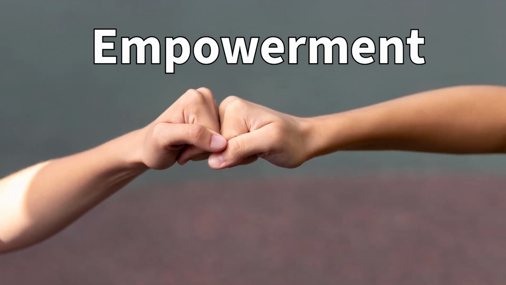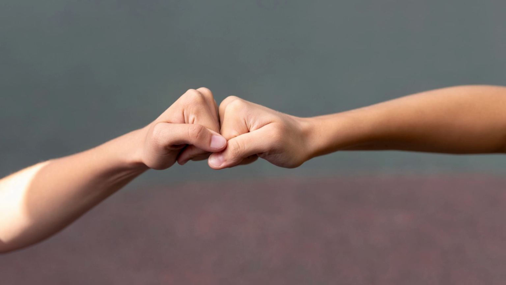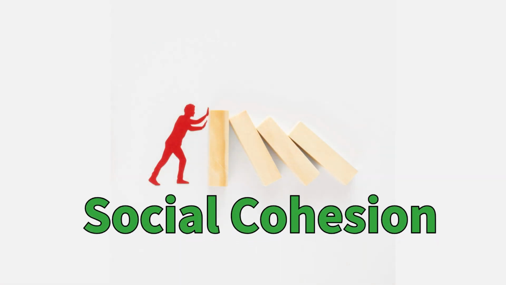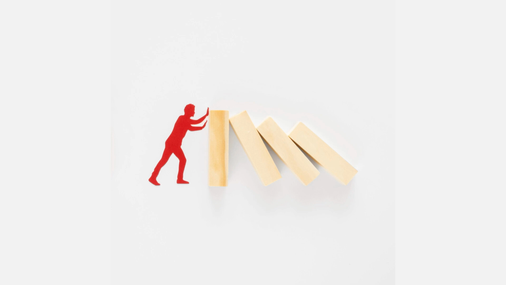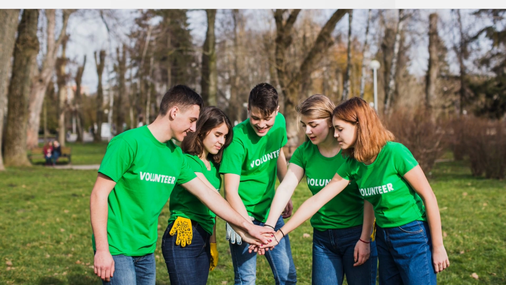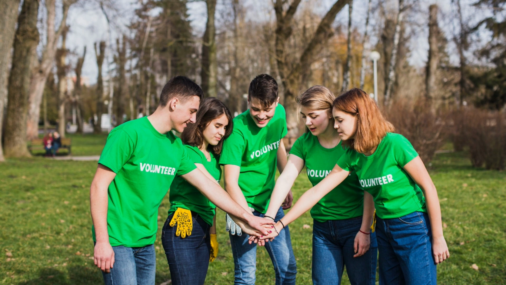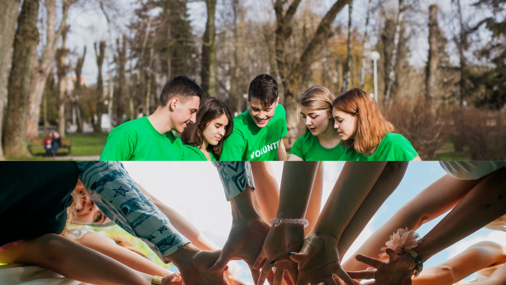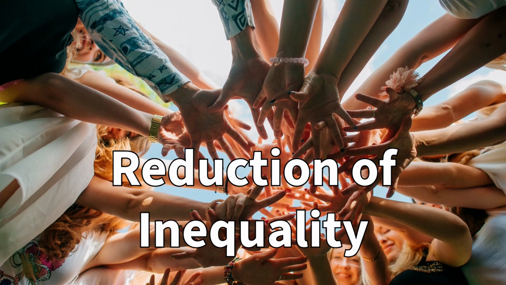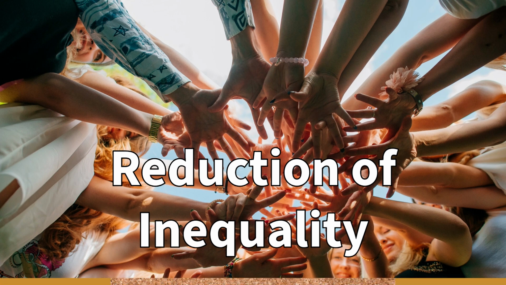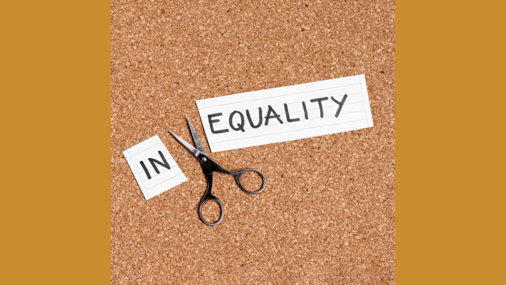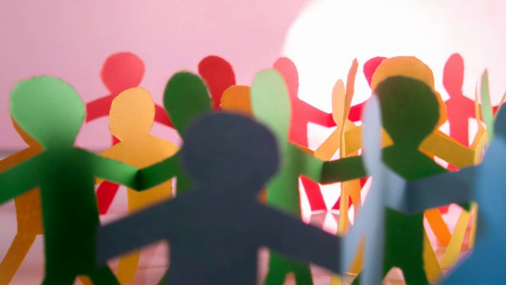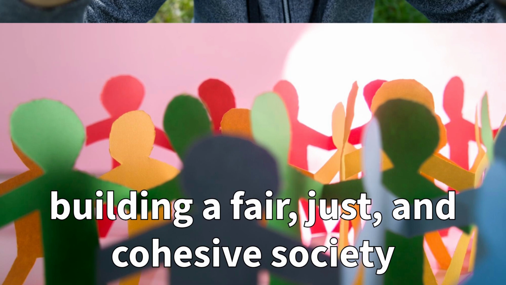Empowerment. Empowering marginalized or disadvantaged groups by providing them with the resources, opportunities, and support needed to overcome barriers and achieve their full potential. Social cohesion. Fostering a sense of belonging, solidarity, and mutual trust among individuals and communities, and promoting social cohesion and harmony. Reduction of inequality. Addressing systemic inequalities and discrimination to ensure that everyone has an equal chance to succeed and thrive. Social inclusion is essential for building a fair, just, and cohesive society.